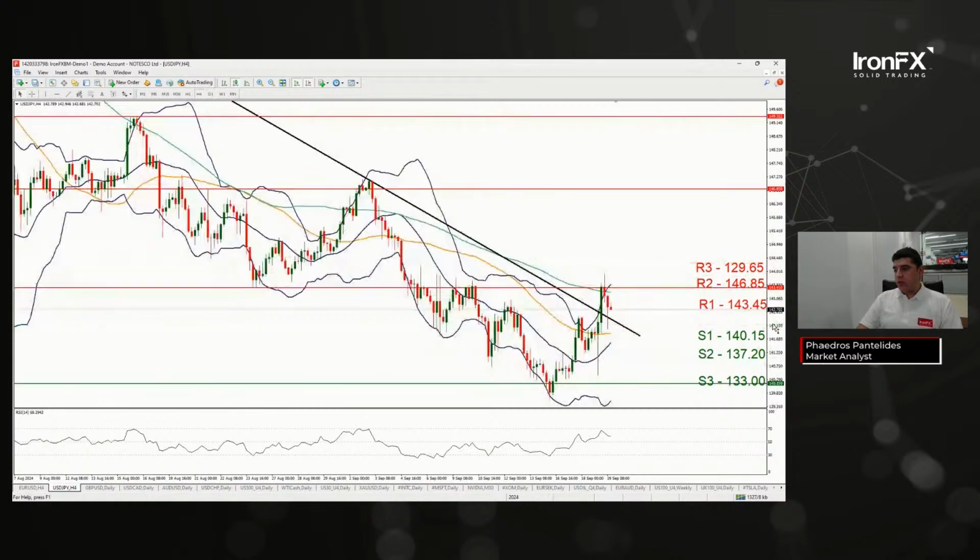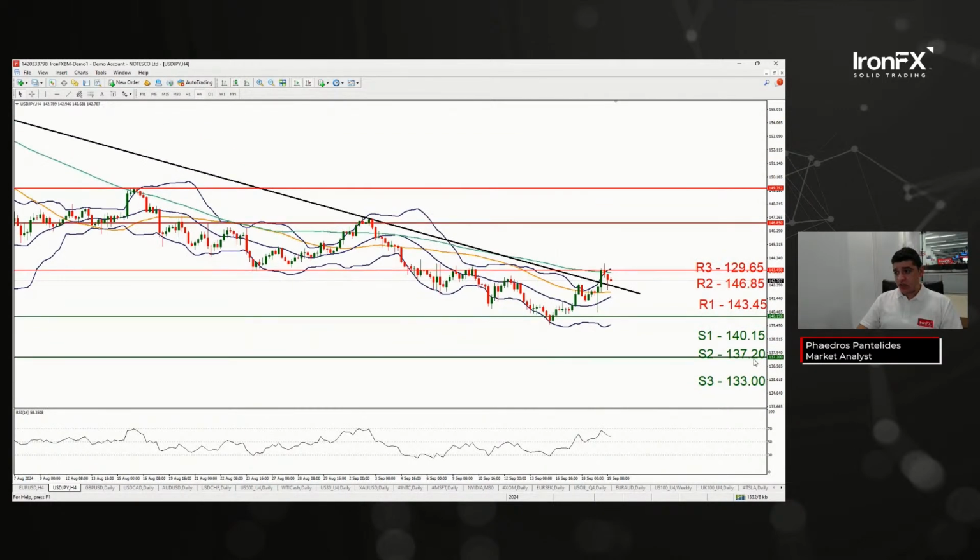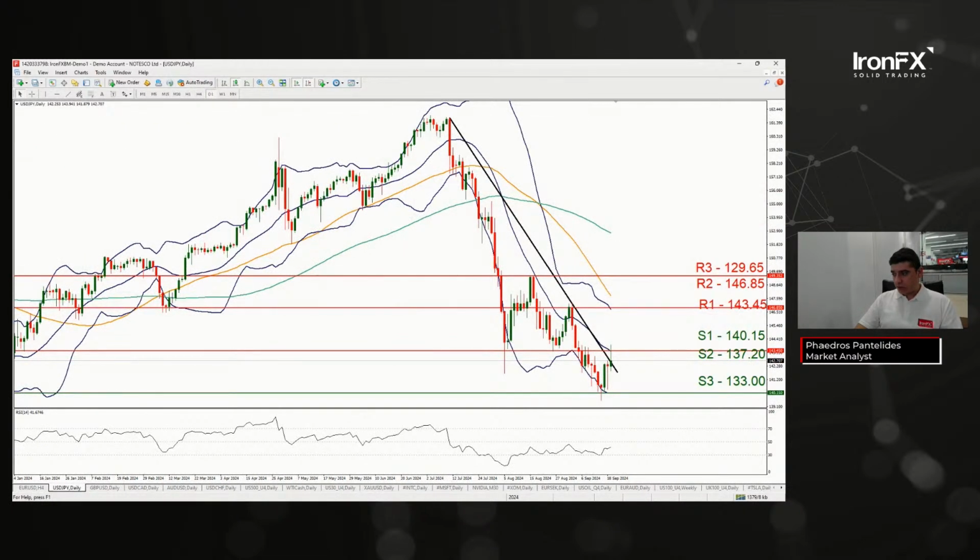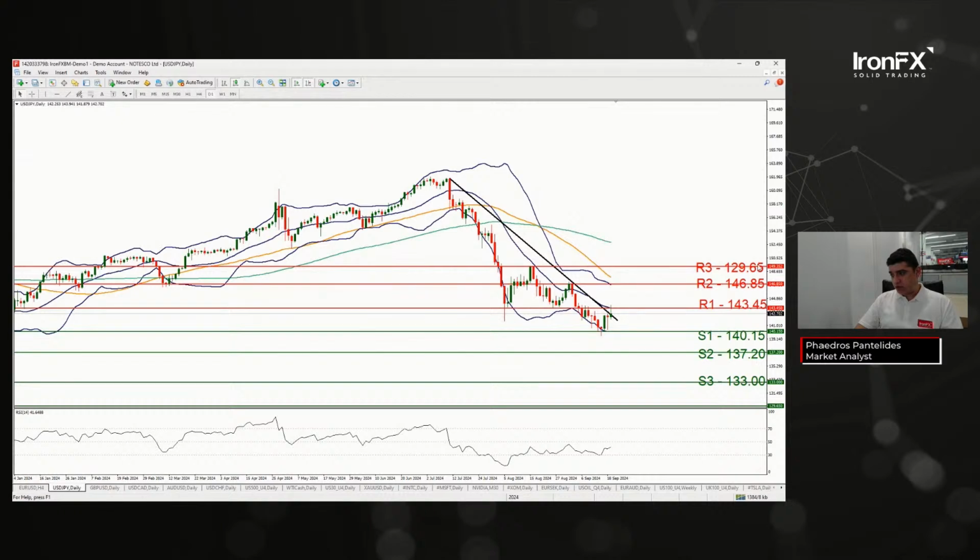We do have the BOJ's interest rate decision tomorrow. So it's moved slightly in upwards fashion, but the Fed cut by 50 basis points. So I would maintain for today a sideways bias between S1 and R1, so 140.15 and 143.45. Now, following the BOJ's interest rate decision, that might change. So then the daily chart would come into play. For now, sideways bias between S1 and R1.